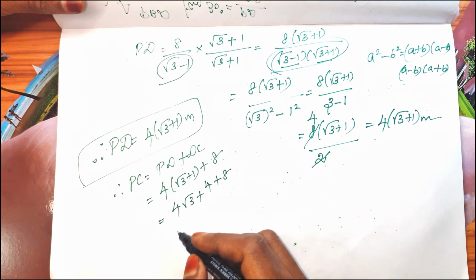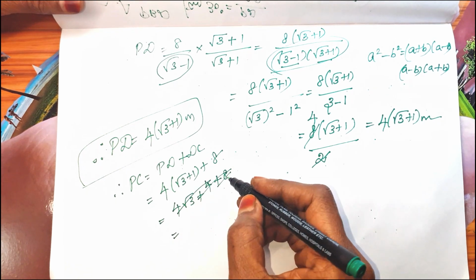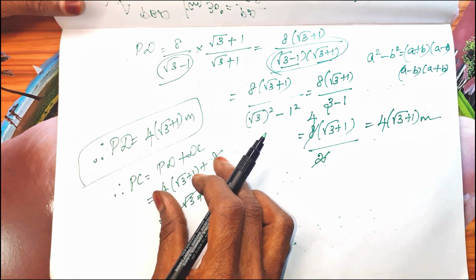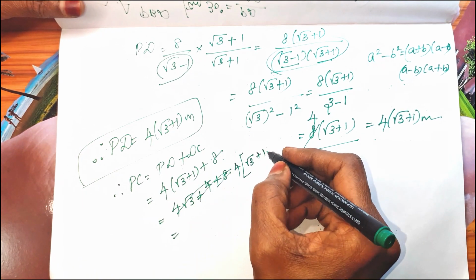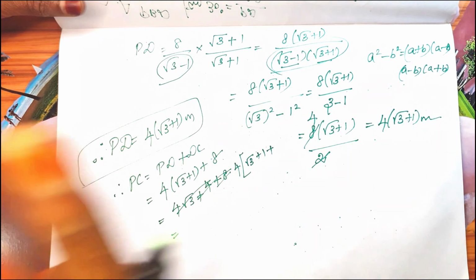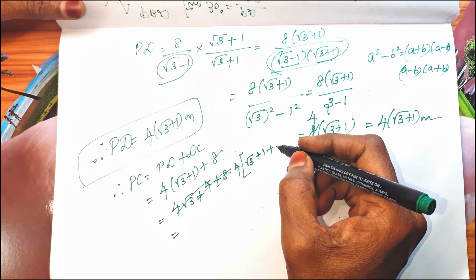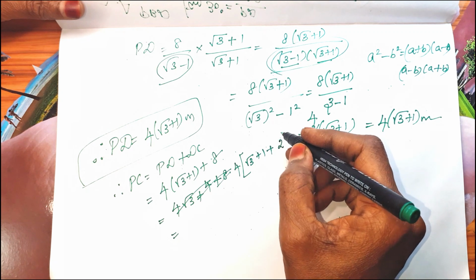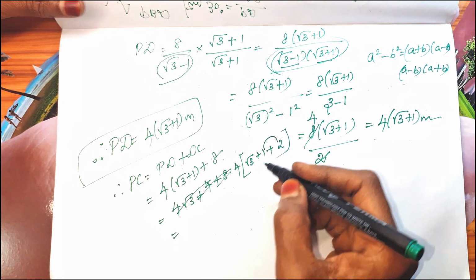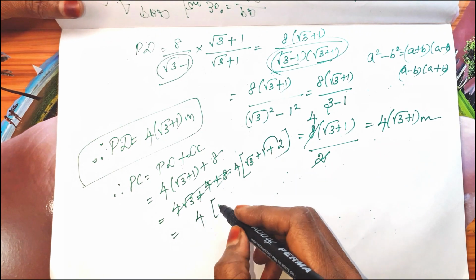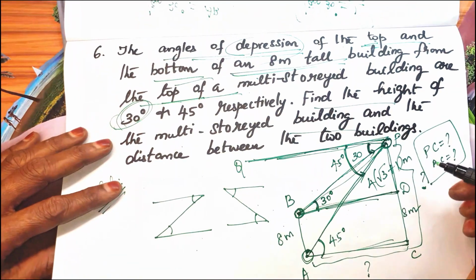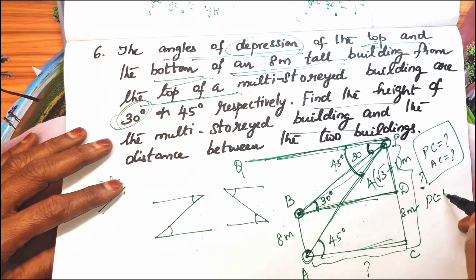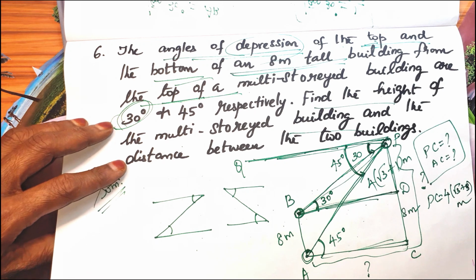Am I right? So, no, don't do that. Take that 4 as a common term from both the terms. When I take 4 outside, here it is root 3 plus 1 plus 8. From 8 I have taken 4 outside, so it is 2. We can combine these two terms together. So it is root 3 plus 3. So 4 into root 3 plus 3, that is our PC. So PC is equal to 4 into root 3 plus 3 meters. That is the first answer.